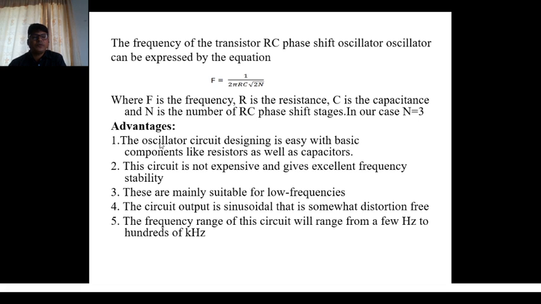The advantage of the phase shift oscillator is that the circuit design is easy with basic components like resistors and capacitors. This circuit is not expensive and gives excellent frequency stability. These are mainly stable for low frequencies. The circuit output is sinusoidal, somewhat distortion free. The frequency range of this circuit is from a few hertz to hundreds of kilohertz.